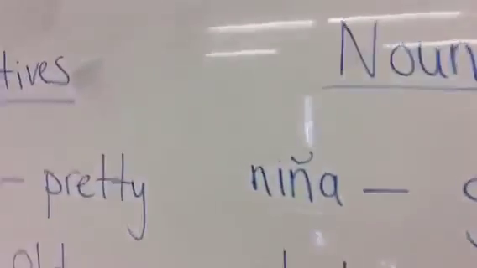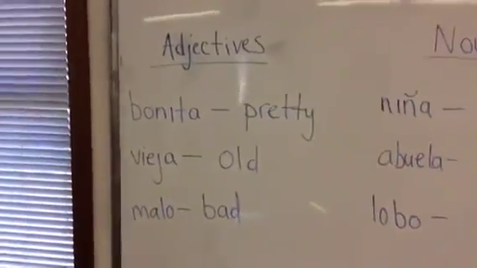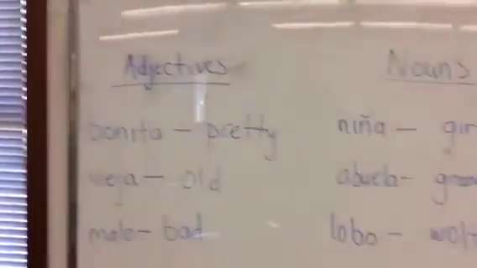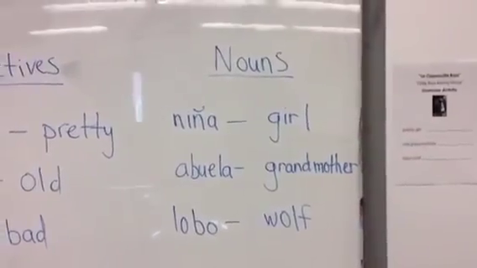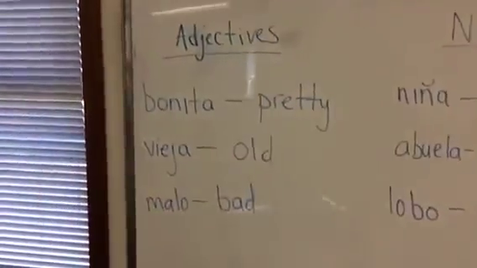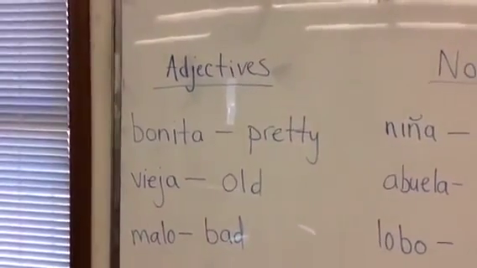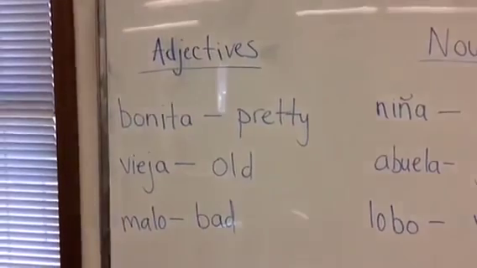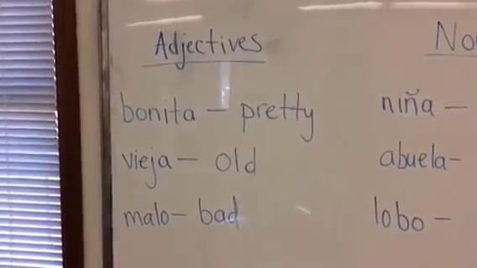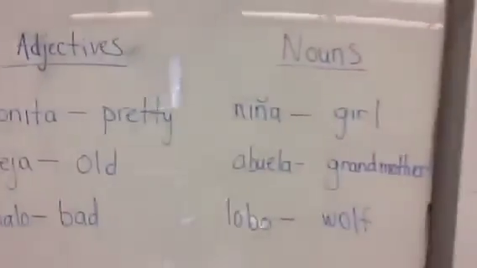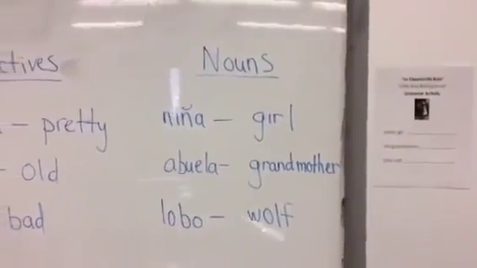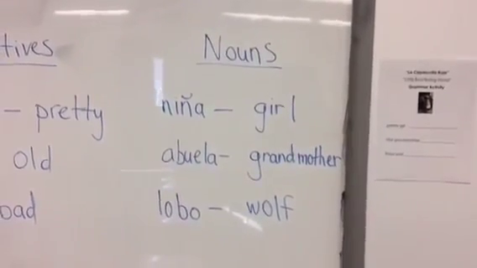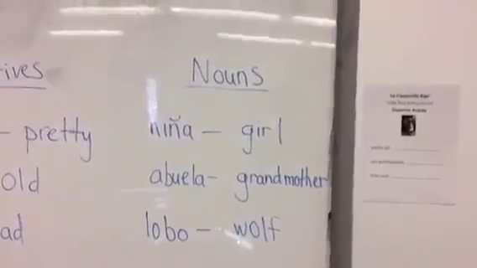Something that's common with grammar translation study are word lists. So I've pulled some adjectives from the story and also some nouns. The adjectives that I selected are bonita, which means pretty, vieja, which means old, malo, which is bad, and then the nouns, I have niña, which means girl, abuela, which is grandmother, and lobo, wolf.